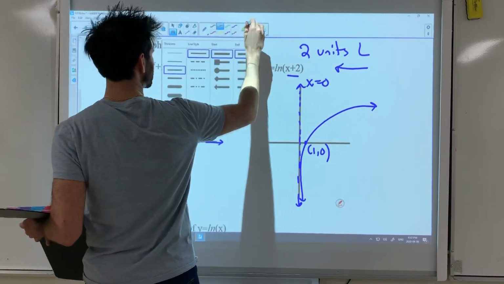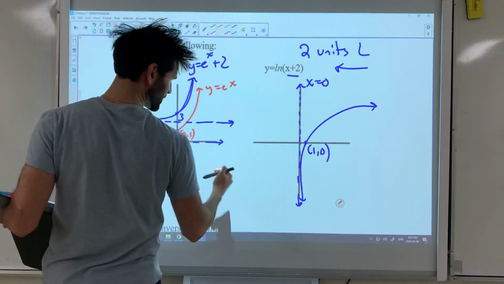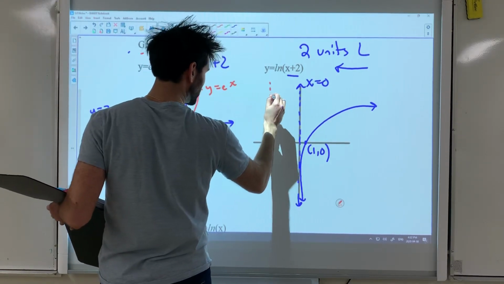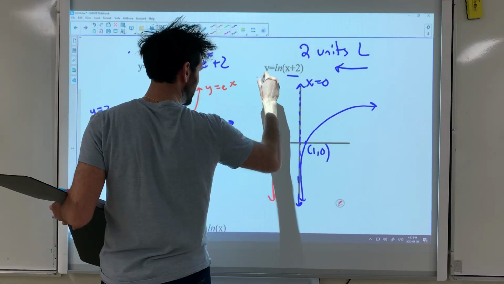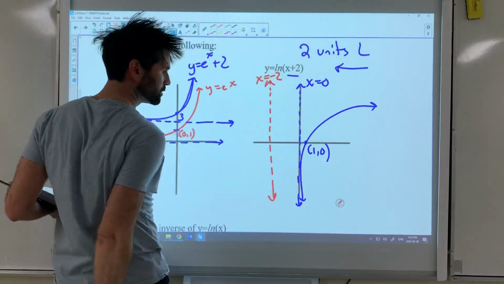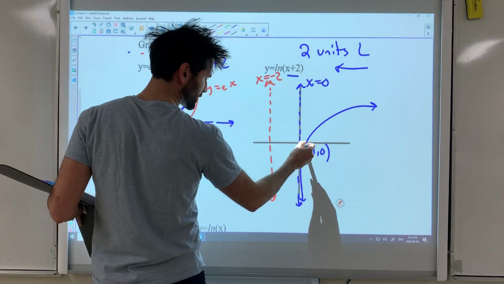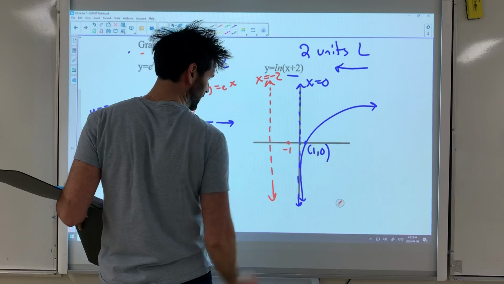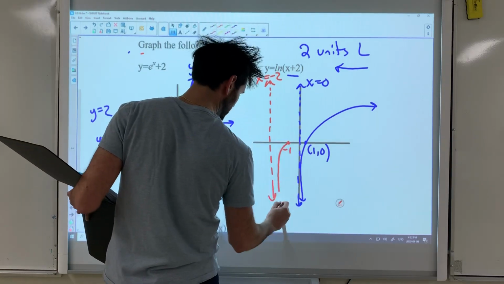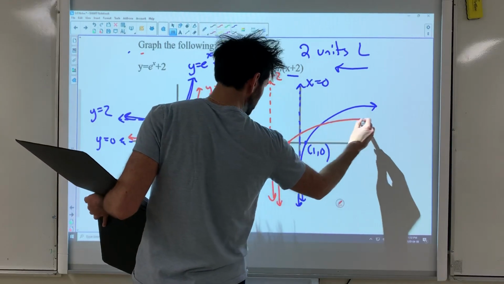Wunderbar! Excellent! Okay, so shift everything this way. The asymptote is now over here at x equals -2. This point is going to go over to (0, -1) rather. Okay, so you can label that -1, and we know it's going to have that same shape, and it's going to look something like this.